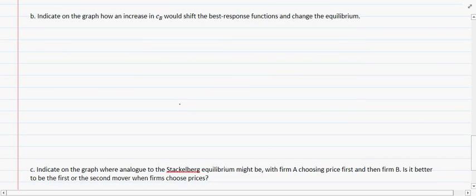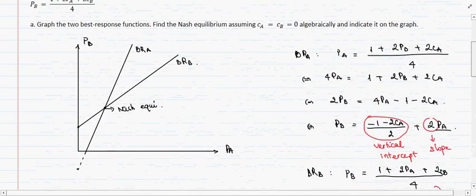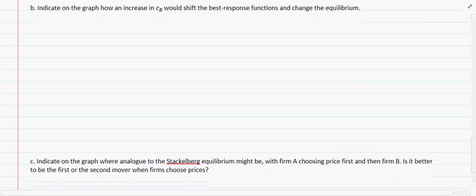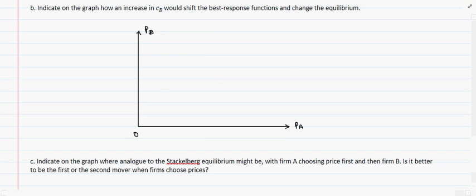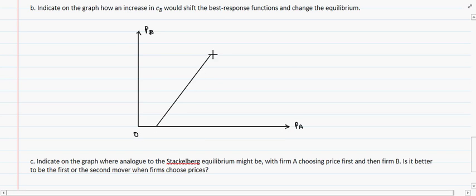Okay, so part B: indicate on the graph how an increase in CB will shift the best response functions and change the equilibrium. So I'm going to just replicate the diagram that I got over here, and I'll move it to here. So I got PB, I got PA, and I have 0. So I know that my best response function for firm A is going to be here.